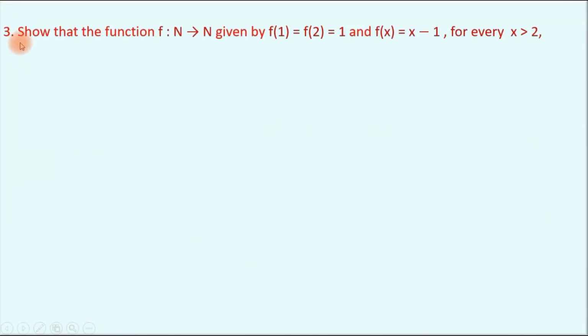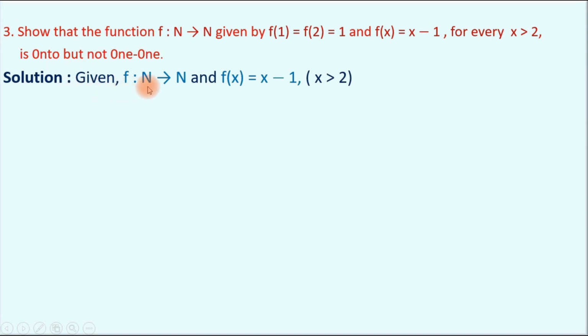Next, problem number 3. Show that the function f from N to N given by f of 1 equals f of 2 equals 1 and f of x is x minus 1 for every x greater than 2 is onto but not 1-1. Given f from natural numbers to natural numbers and f of x is x minus 1 for x greater than 2.